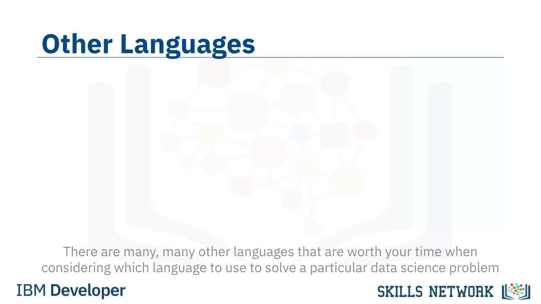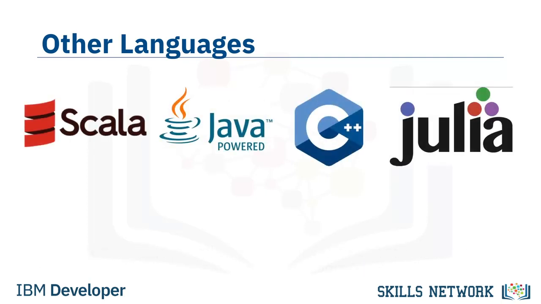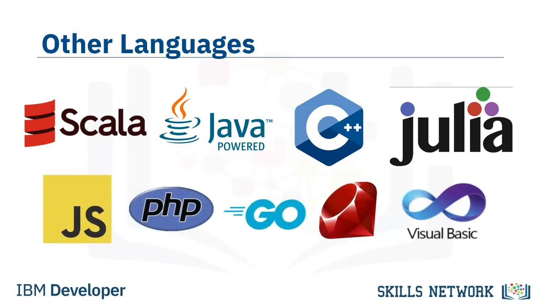particular data science problem. Scala, Java, C++, and Julia are probably the most traditional data science languages on this slide. But JavaScript, PHP, Go, Ruby, Visual Basic, and others have all found their place in the data science community as well. I won't dive as deeply into each of these languages, but I'll mention some notable highlights.